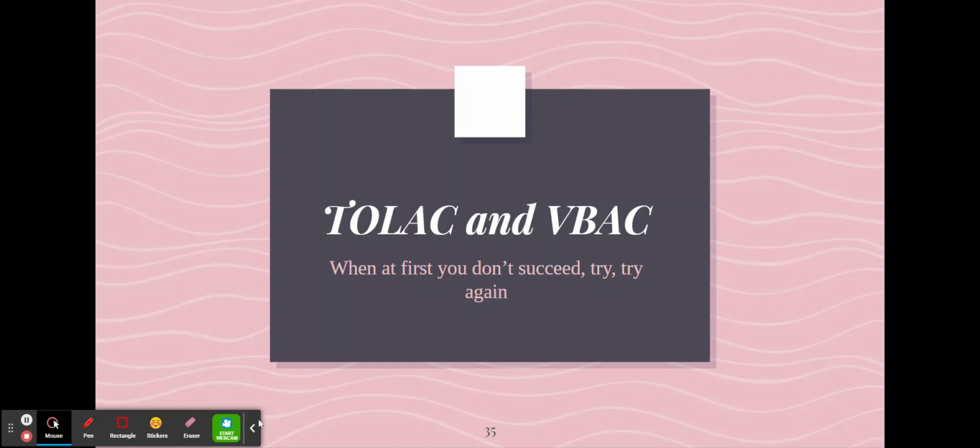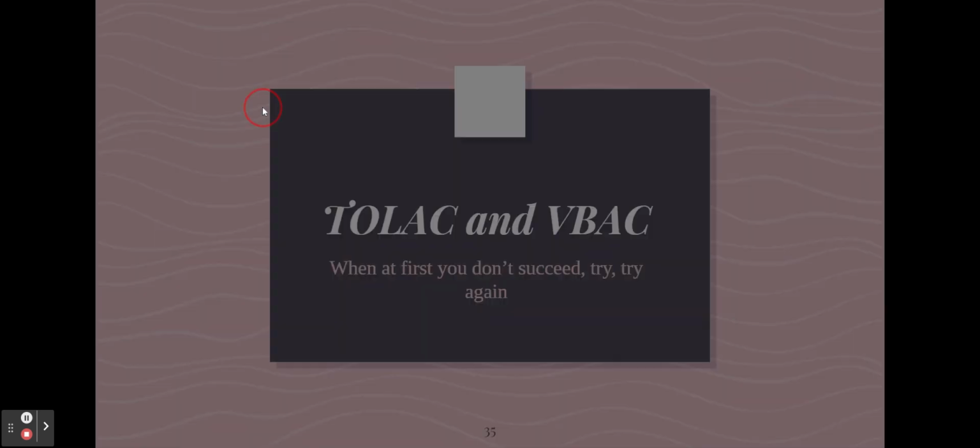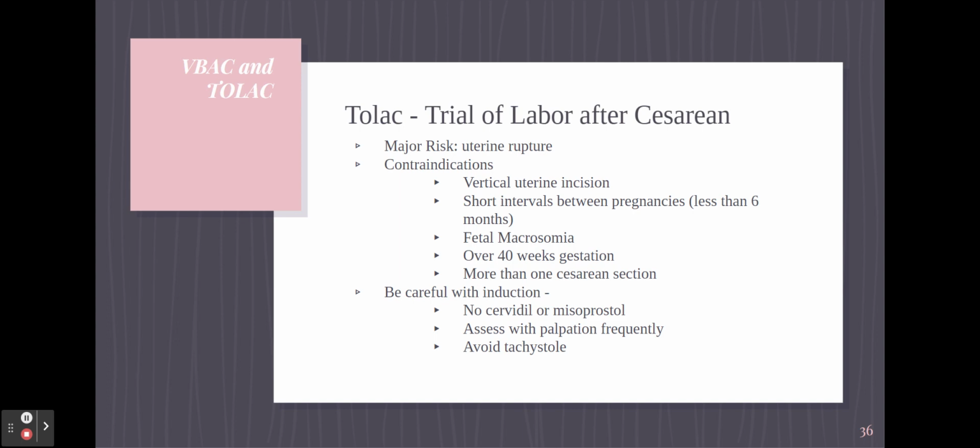Okay, so I'm adding on a couple of videos to the pre-existing presentation. The first topic I'd like to talk to you about is TOLAC, which is trial of labor after cesarean, and VBAC, which is vaginal birth after cesarean. These aren't pathological conditions. They are just a little riskier than birth in a woman who doesn't have any previous uterine scarring. The major risk is uterine rupture.